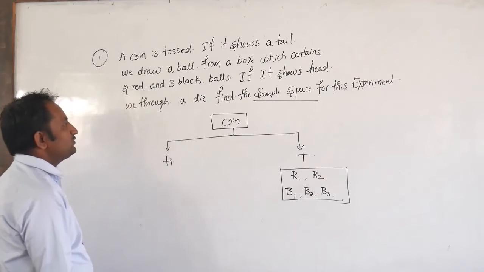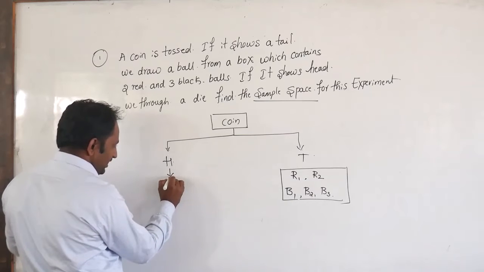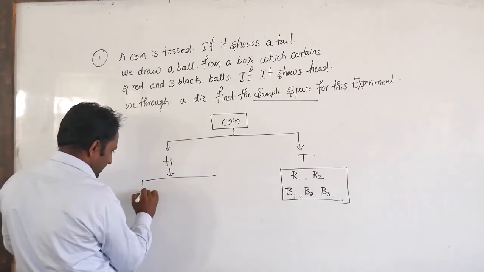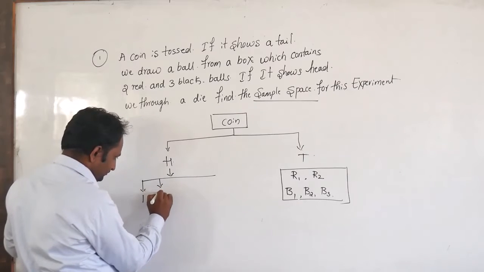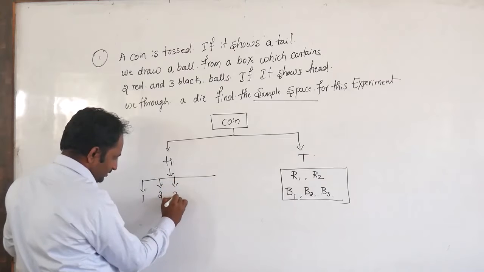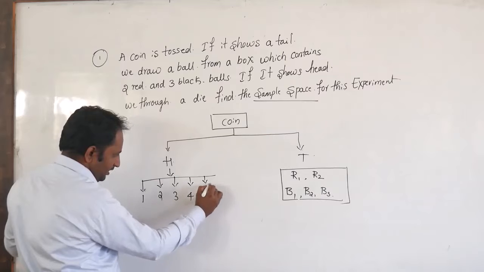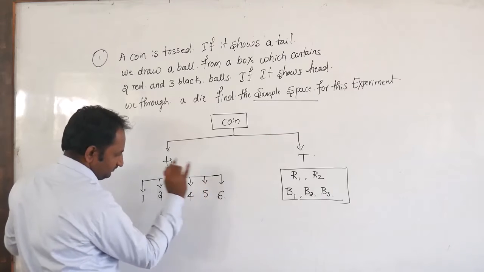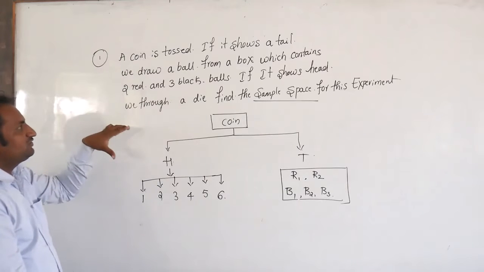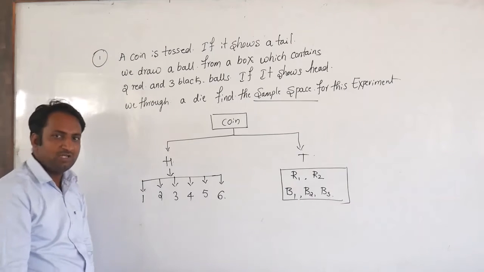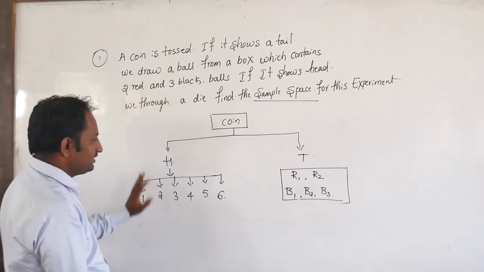If it shows a head, we throw a die. The possible outcomes of the die are 1, 2, 3, 4, 5 and finally 6. This is the given condition for this problem. According to the condition we write the sample space for this experiment.